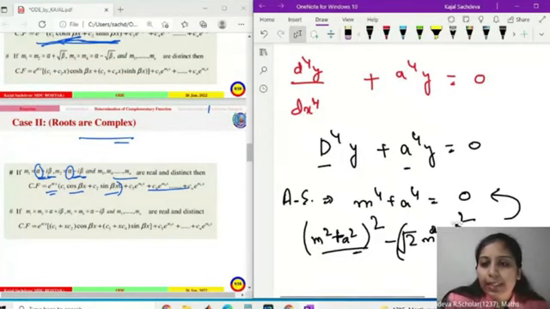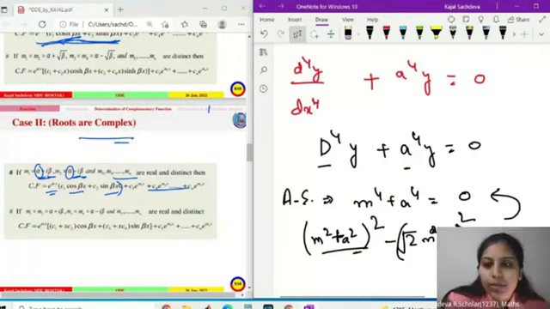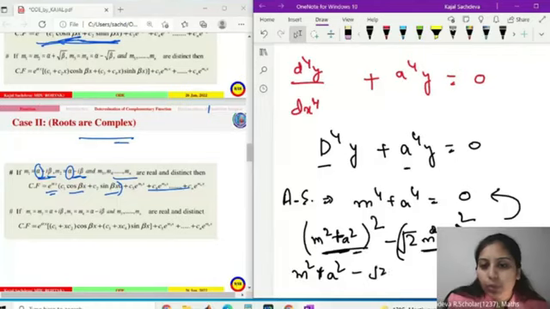How do we write A² minus B²? We have the formula (A + B)(A − B). Yes, good. So we have the formula (A − B)(A + B). Here A is m² + a² and B is √2 m a. So (m² + a² − √2 m a)(m² + a² + √2 m a) = 0.